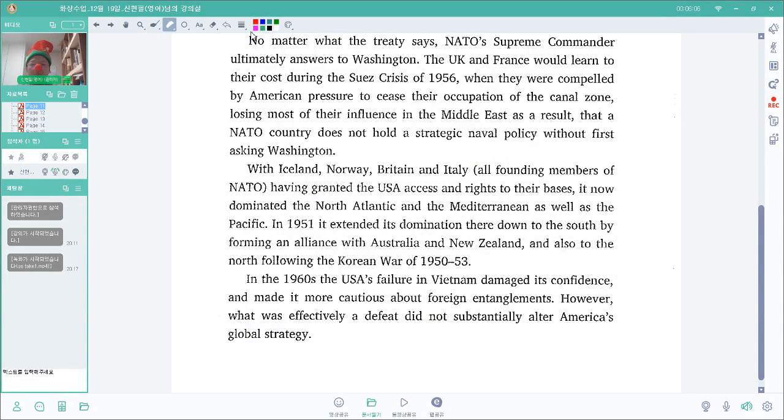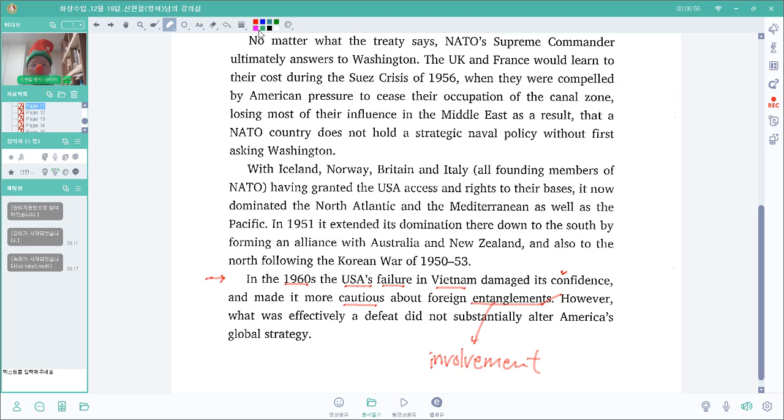In the 1960s, USA's failure in Vietnam damaged its confidence and made it more cautious about foreign entanglement. After World War II, the US kept expanding its influence over regions of the world. In 1960, the US experienced a failure in the Vietnam War, so it lost its confidence a little bit. America became more cautious about foreign entanglement. Entanglement, as you know, is foreign involvement, when you decide to get involved with another country's situation. America became more cautious after the Vietnam War.